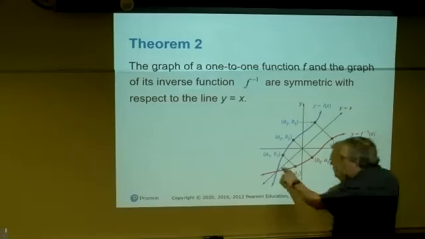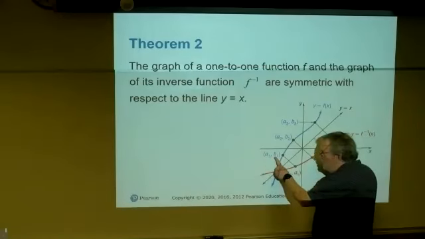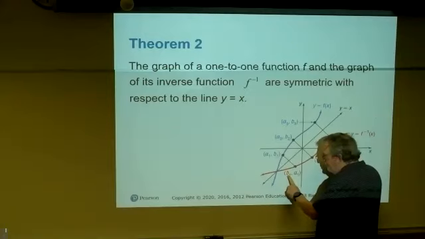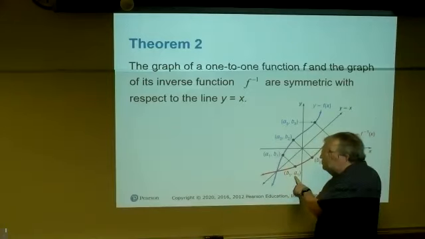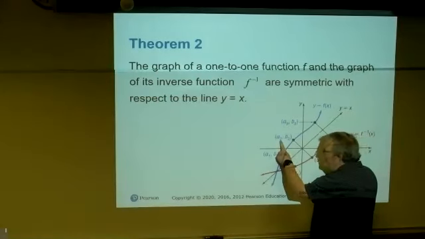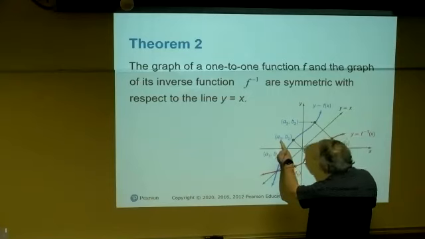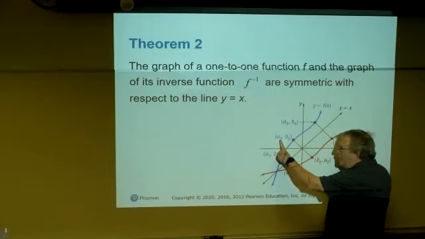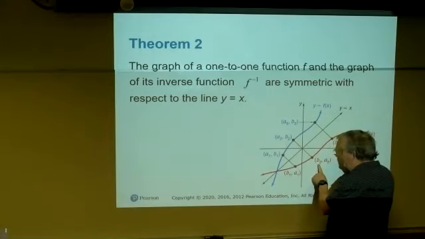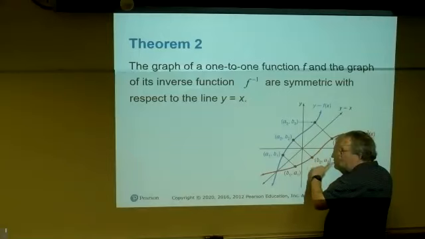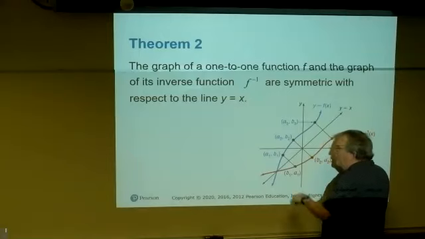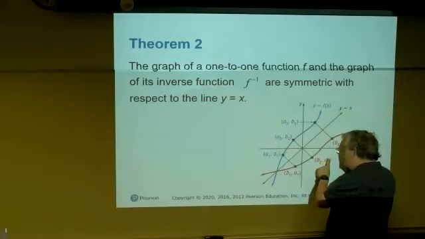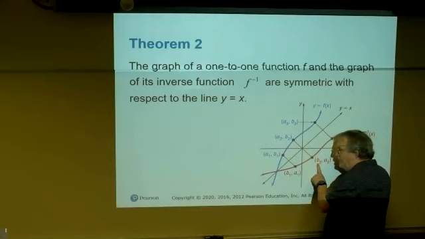So if this was -2, -1, then this down here is -1, -2. If this is -1, 1, then this over here is 1, -1. So you're just switching your x's and y's, because this domain became the range over here, and this range over here became this domain.